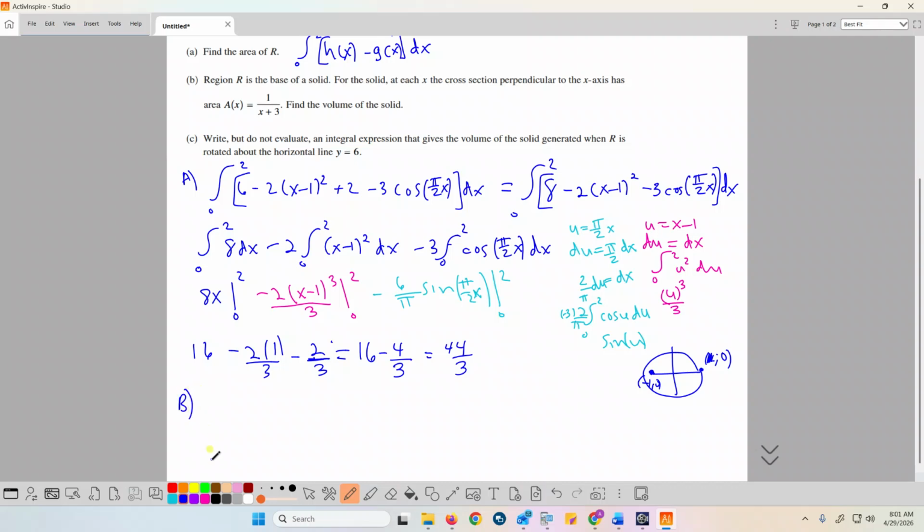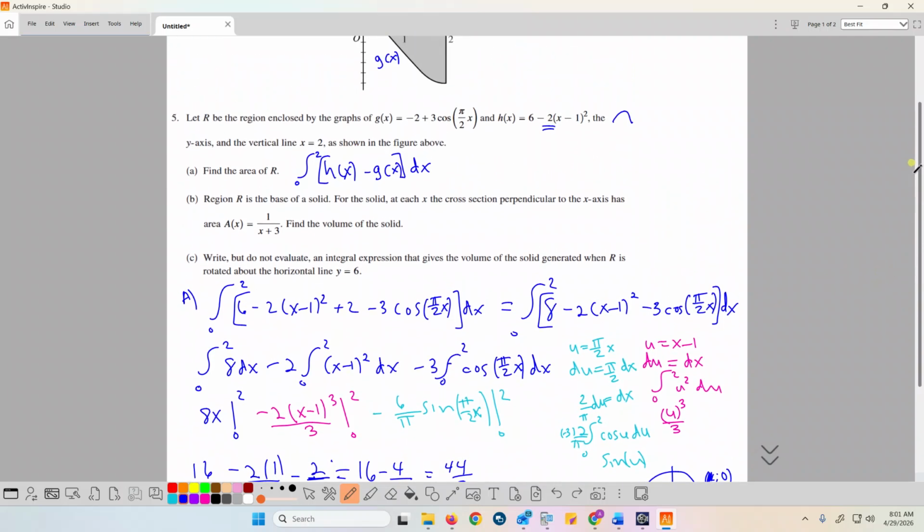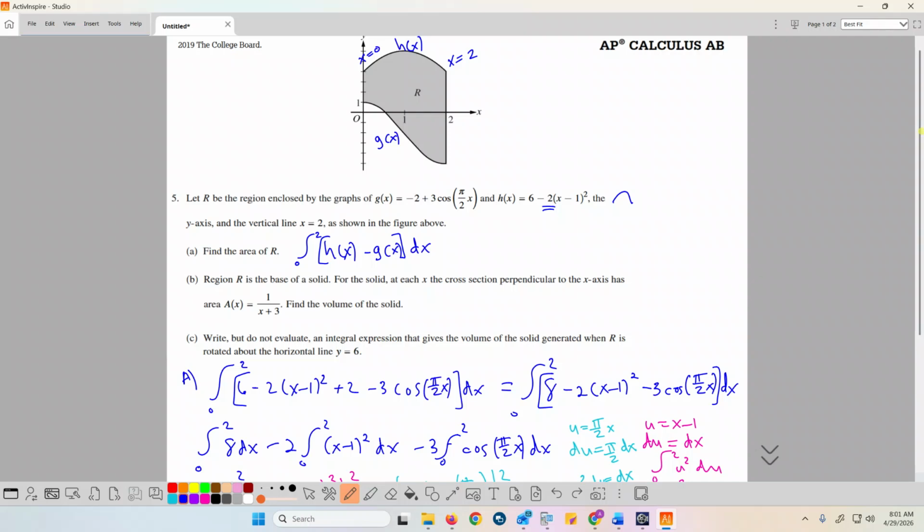So for part B, the question says region R is the base of a solid. For the solid at each x, the cross section is perpendicular to the x-axis, has an area of A of x, which is 1 over x plus 3, which just means that the cross section looks like, whoops, that's not vertical. The cross section looks something like this, okay? And they're telling us the cross section is perpendicular to the x-axis. Okay, so that means that this is dx for sure, all right? Anyway, they're giving us the area, so we don't have to calculate the area to figure out the base and all that fun stuff, okay?